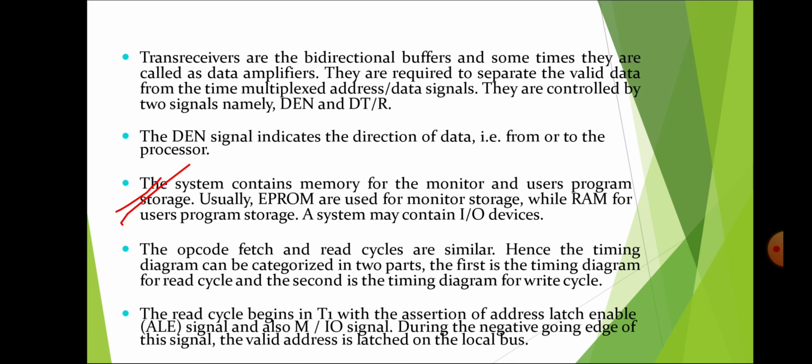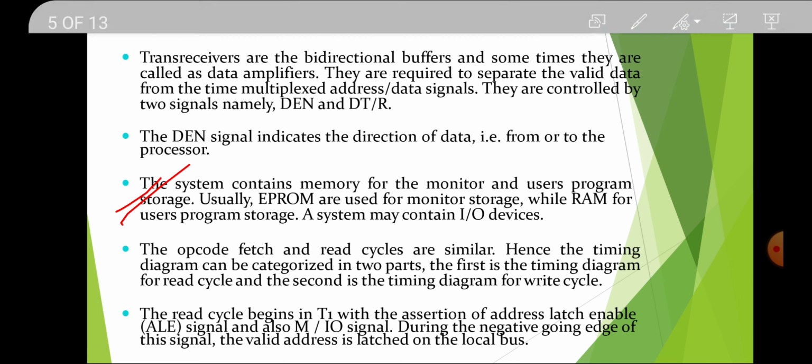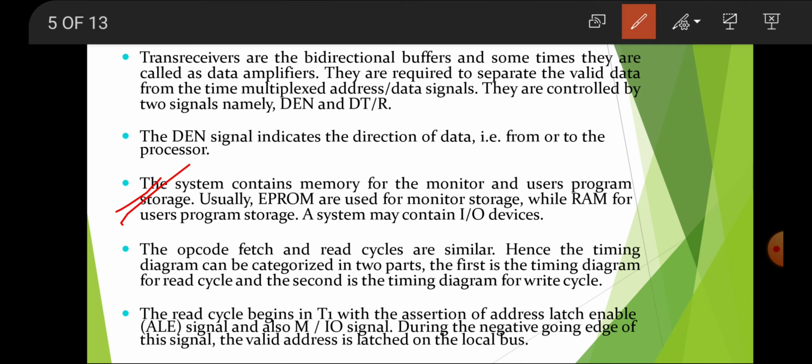Okay, so the read cycle begins in T1 with the assertion of the address latch enable signal and also the memory input output signal during the negative going edge of the signal, and the valid address is latched on the local bus. If you go into the timing diagram, that will be explained in the next lecture, then you will come to know exactly how this operation can be performed.